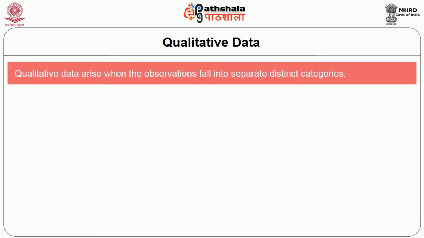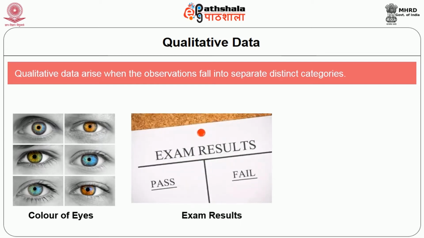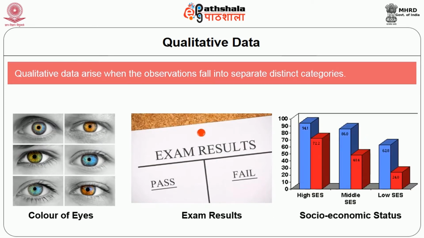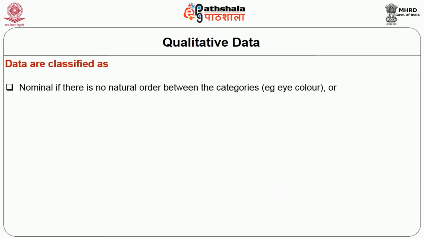Qualitative data. These arise when the observations fall into separate, distinct categories. For example, color of eyes can be blue, green, brown, and so on. The examination result can be pass or fail, or the socio-economic status can be low, middle, or high. Such data are inherently discrete in that there are a finite number of possible categories into which each observation may fall.